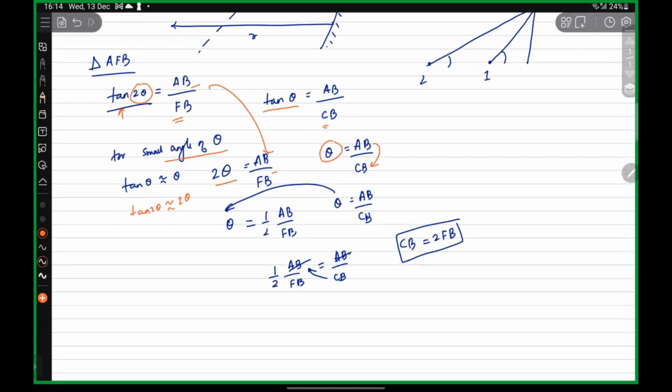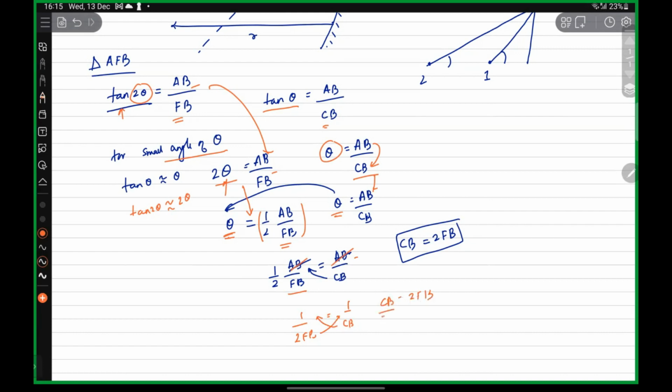Now I rearrange for theta. So theta will be equal, this 2 goes to the denominator, half of AB by FB. So I'm just changing this equation here. Then here, theta is AB by CB again. Now we know that left hand sides are equal, theta, theta. So I can just equate the right hand sides. The right hand sides are half AB by FB equal to AB by CB. Now AB and AB strike off. What you're left with is 1 by 2 FB equal to 1 by CB. I take the CB here, FB here, CB equal to 2 FB.